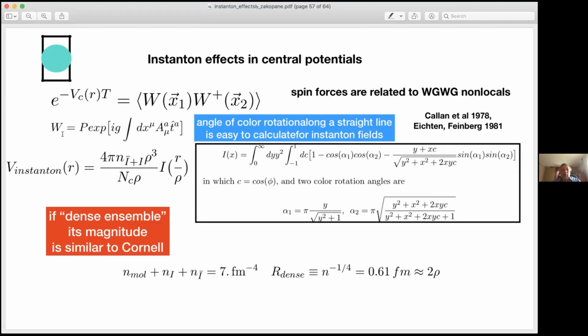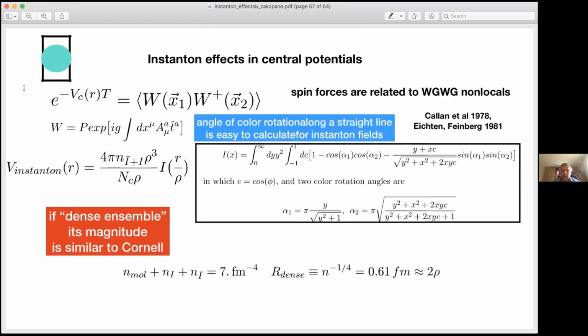As Raju was also explaining, the Wilson line is a unitary operator, which basically is a rotation of colors. It's a rotation in color spin. So when a heavy quark goes through the field, it generates a rotation in color. And indeed we have cos on one line and cos on the other line. These are rotation angles on these lines. And then there is this integral. The integral is basically over the location of the instanton. After you do this integral, you get the answer, and you can get the central potential for heavy quarks, static quarks.